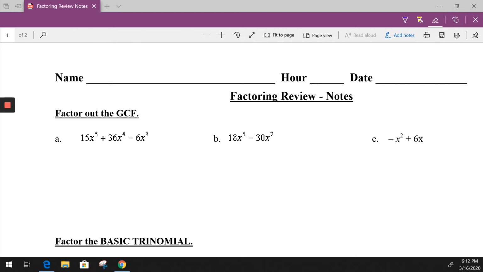Hello, everybody. So today we are reviewing factoring. If you haven't already, please put your name on your paper.